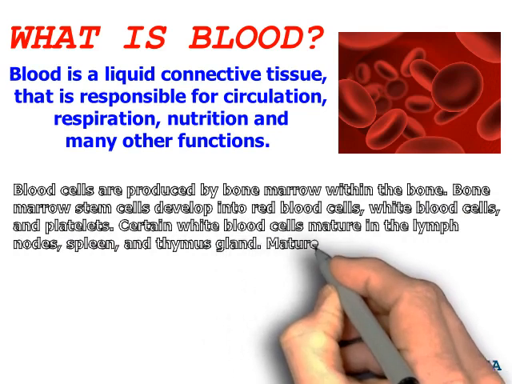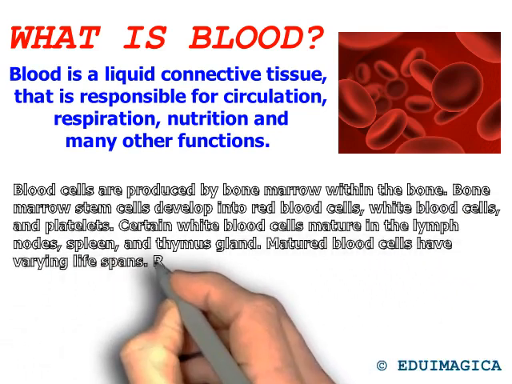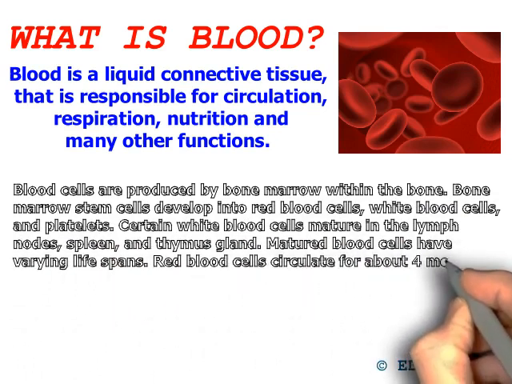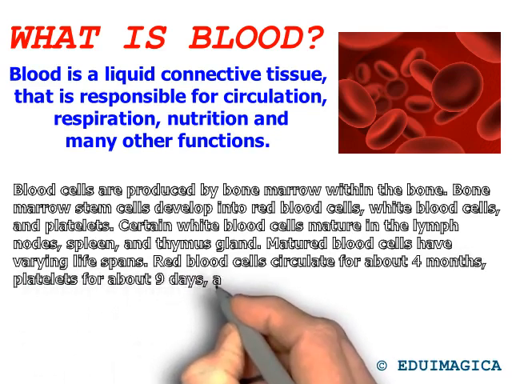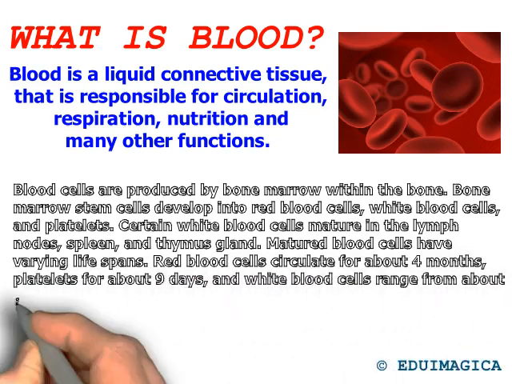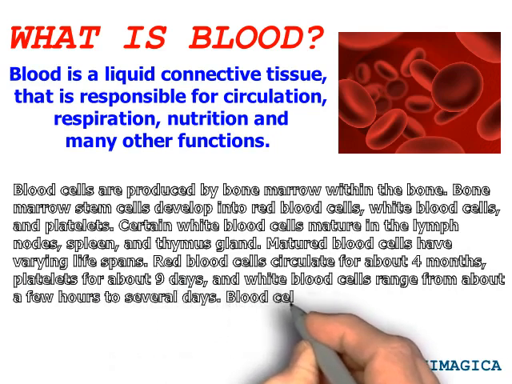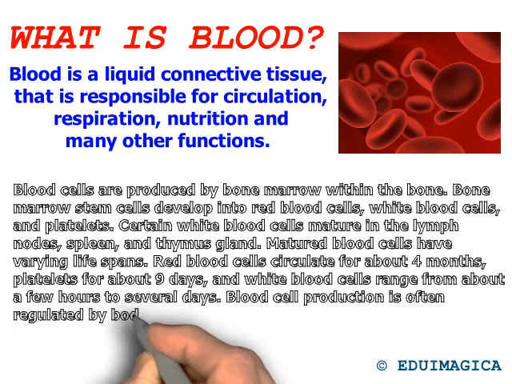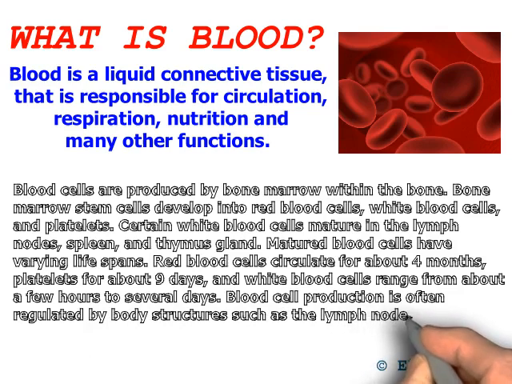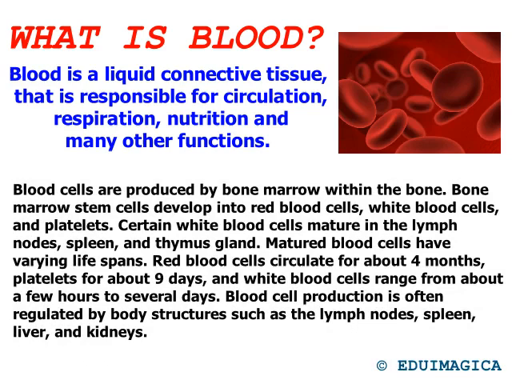Certain WBC mature in lymph nodes, spleen, and thymus gland. Mature blood cells have varying lifespans. RBC circulate for about 4 months, platelets for about 9 days, and WBC range from a few hours to several days. Blood cell production is often regulated by body structures such as lymph nodes, spleen, liver, and kidney.